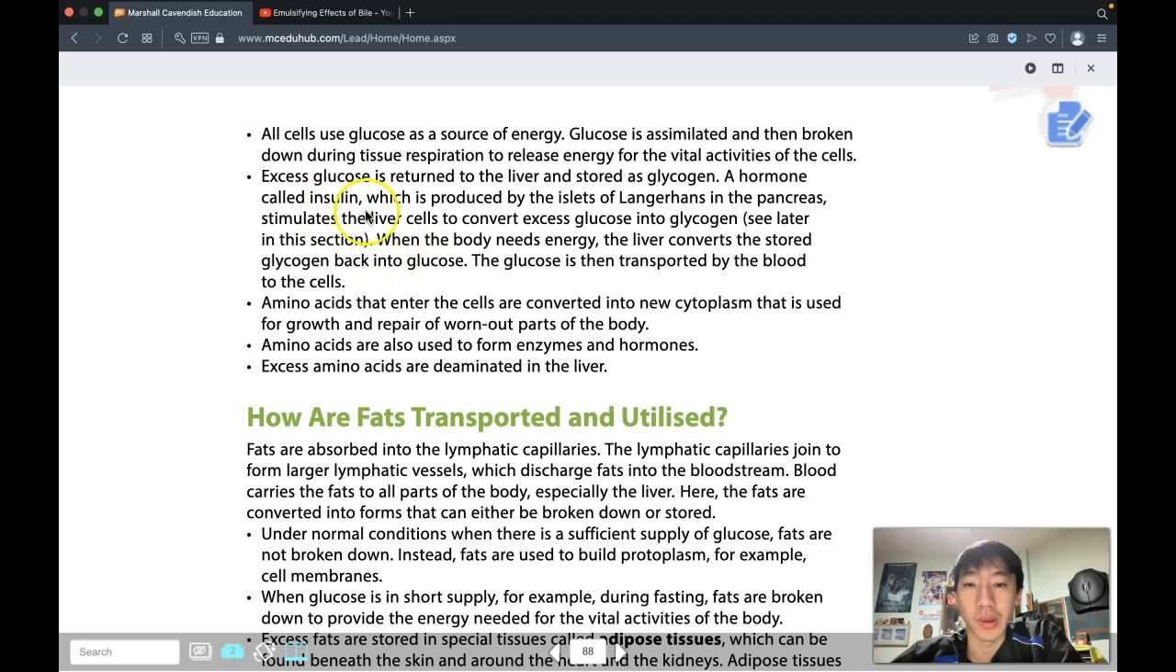So we will learn about this in a future chapter, but it's important to know that this hormone, insulin, controls the amount of glucose in our blood.